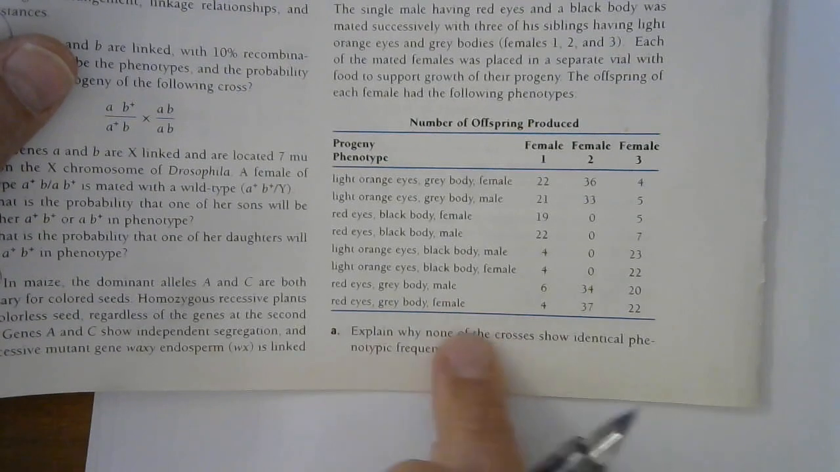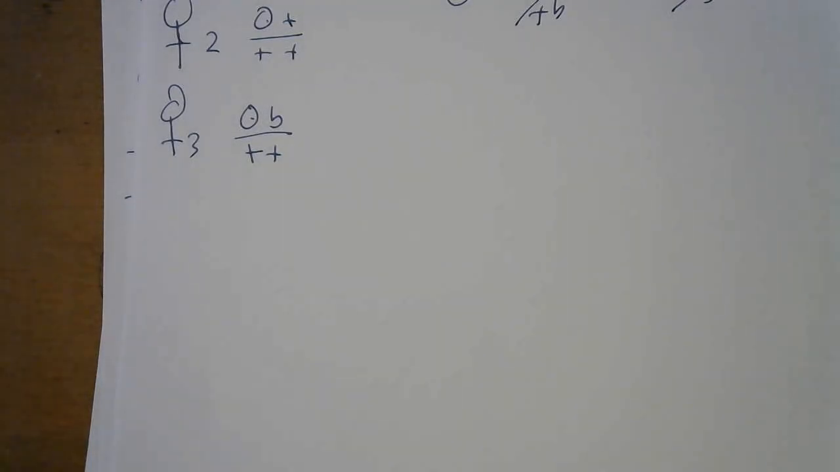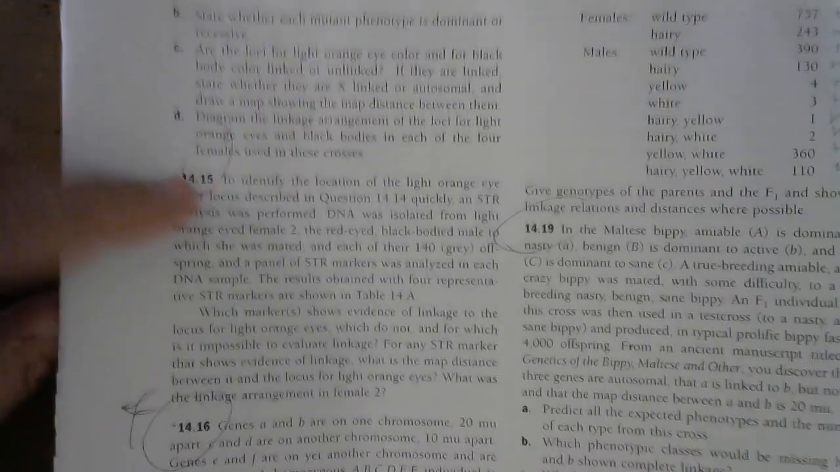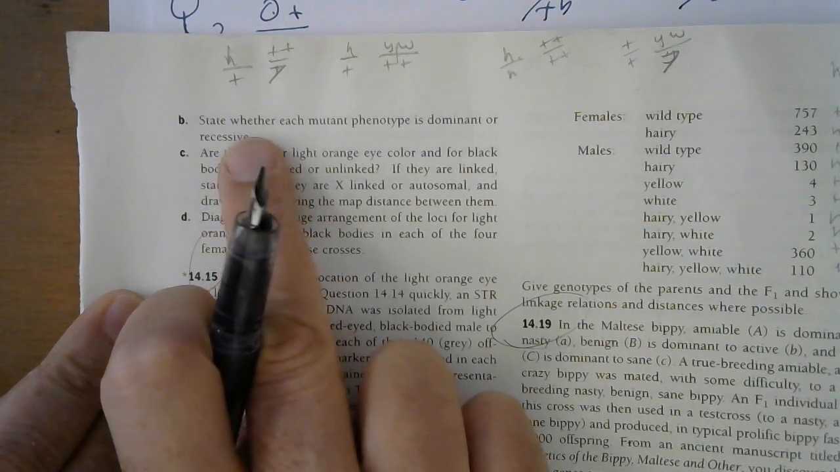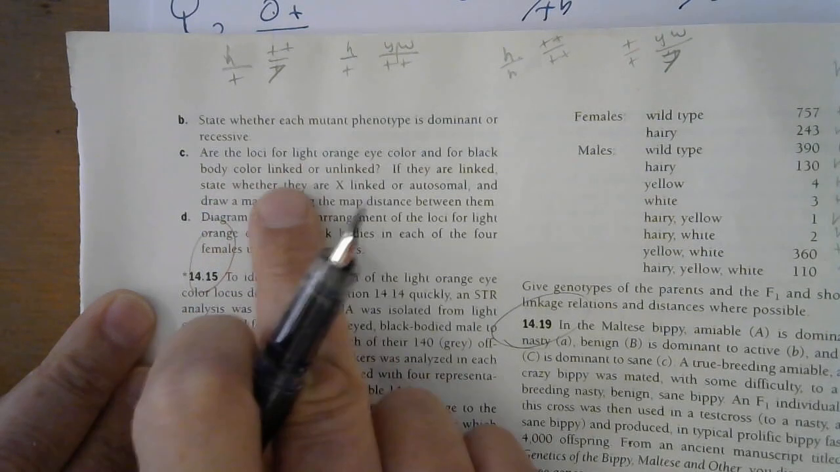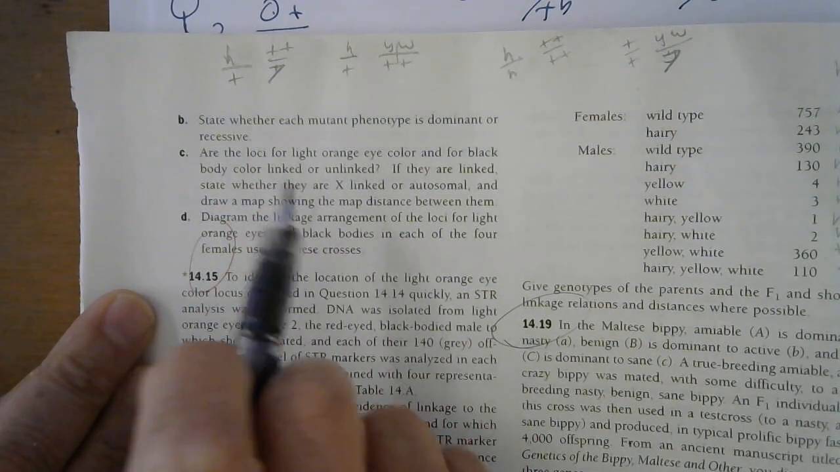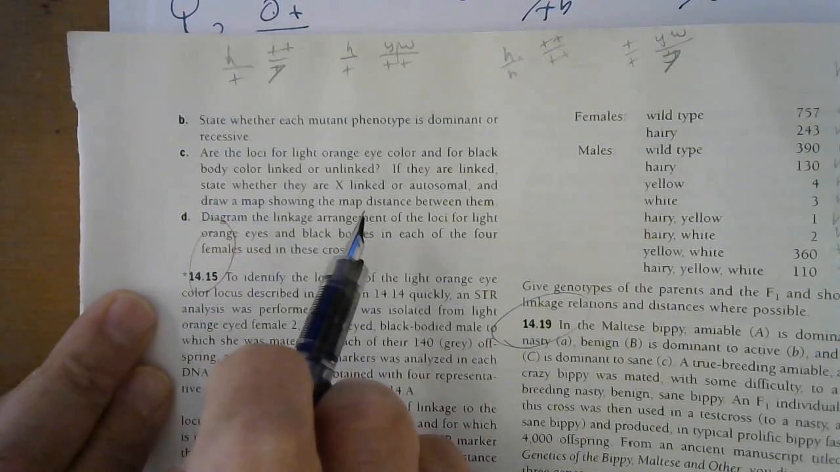Explain why none of the crosses show identical phenotype frequencies. Okay, because we just showed that they're all different, cis, trans, and that. State whether each mutant is dominant or recessive, we did that. Are the loci for light orange and black linked? They're linked, and if they're linked, state whether X-linked or autosomal. I don't think we can distinguish it. And draw a map showing the distance between them.